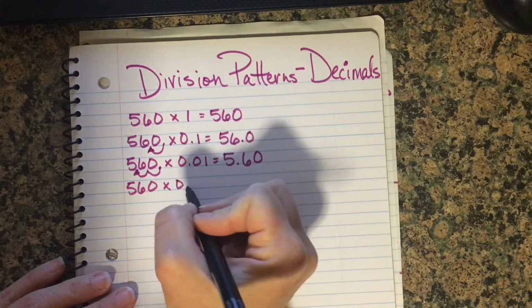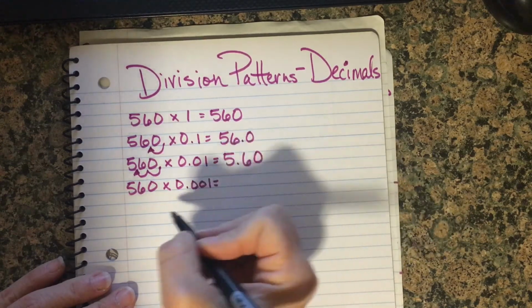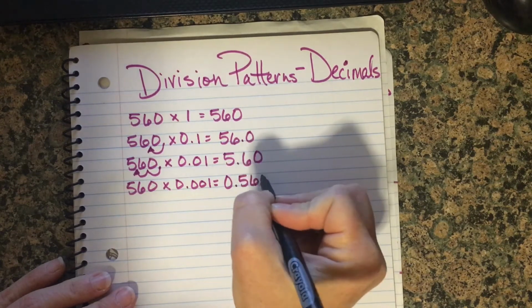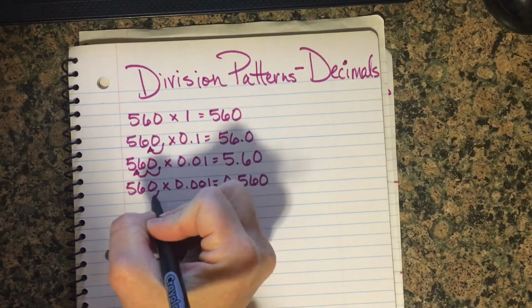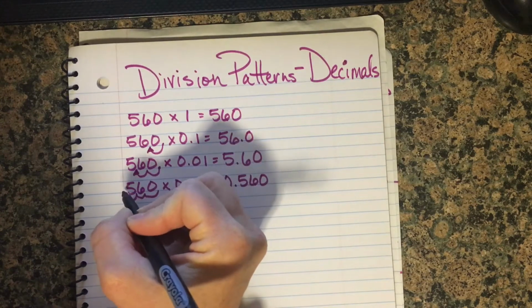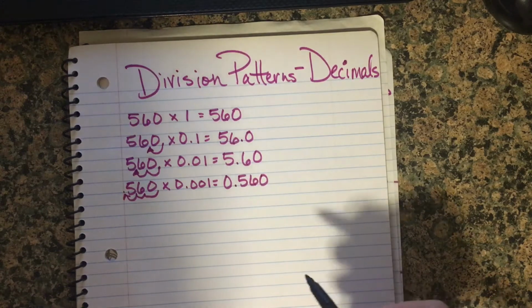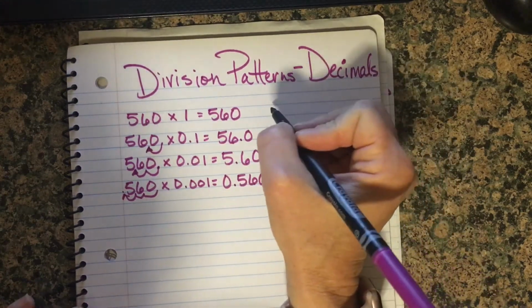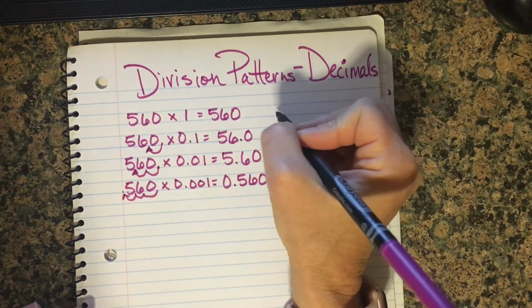And when we multiply times 1,000th, you move it over 3 times. 1, 2, 3, and you get 560,000. So today we are going to start dividing by 10, and it's going to look exactly the same.